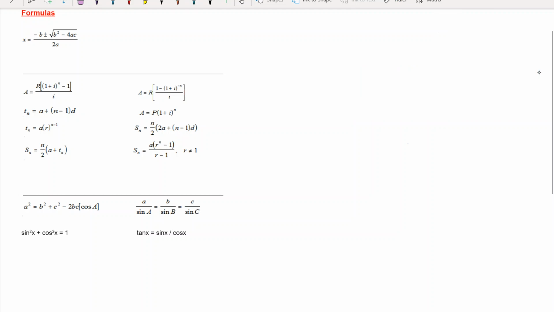Hi class! The goal of this video is to look at a quick review of the formulas that we used in this course and explain some examples of how you might use them. So one of the formulas we looked at was the quadratic formula, and this of course is useful whenever you need to solve a quadratic equation.